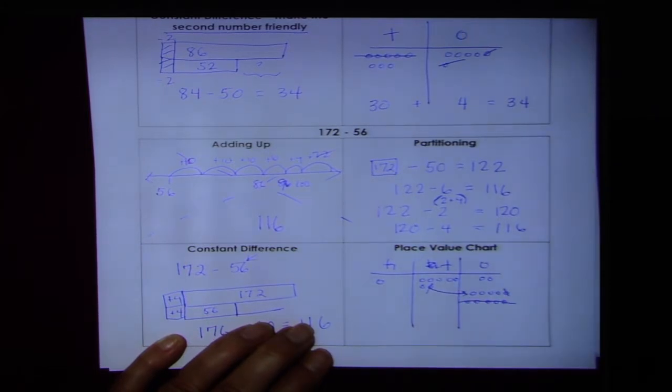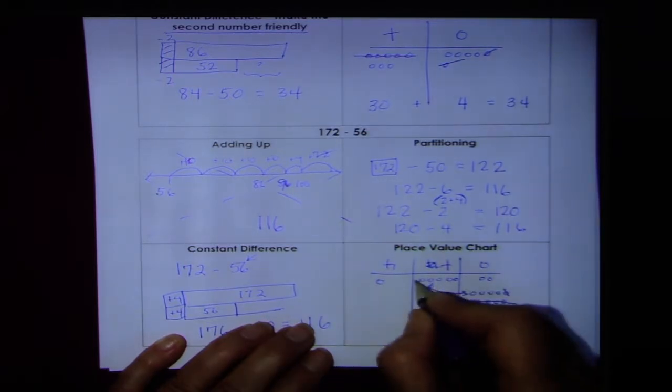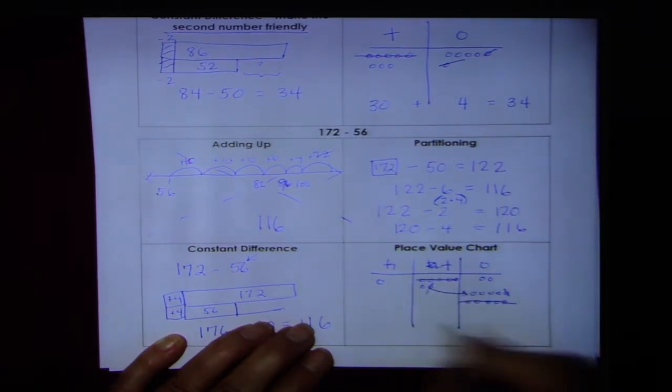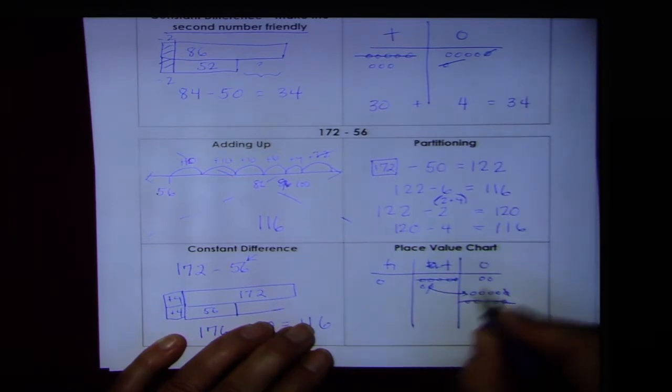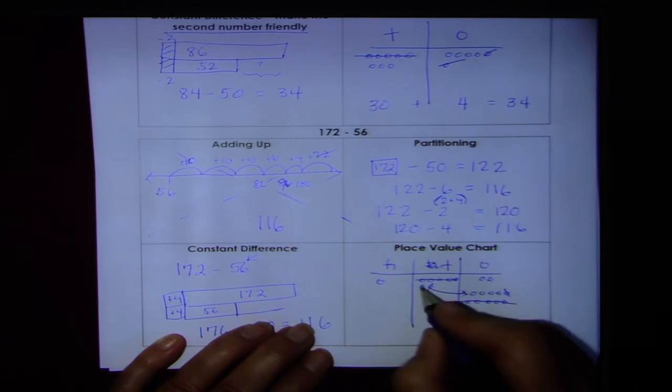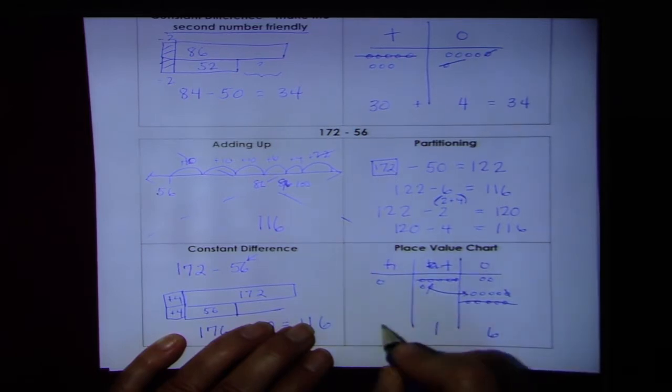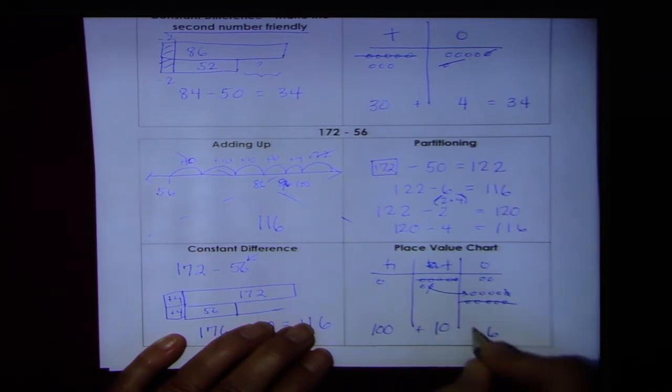And then I'm supposed to take away 50. Can I take away 50? Ooh, thank goodness I can. And then that's all I have to do. So what do I have left? I have 4 ones and 2 ones. I have 6 ones. I have 1 ten and 1 hundred. And I get 116.